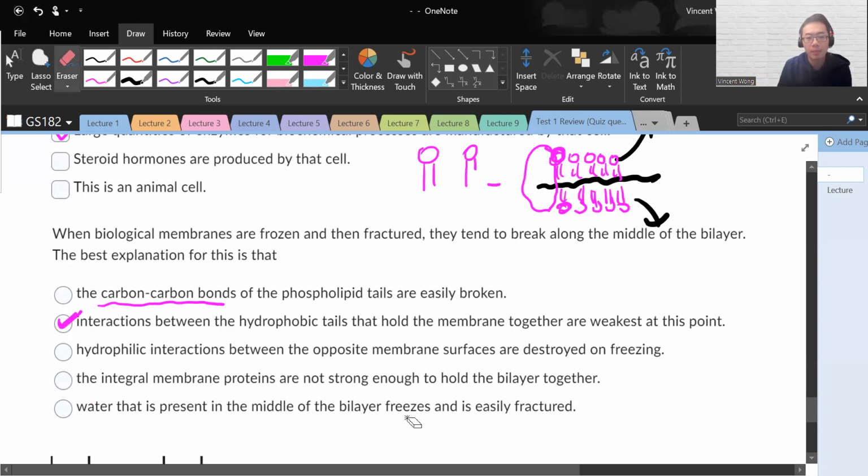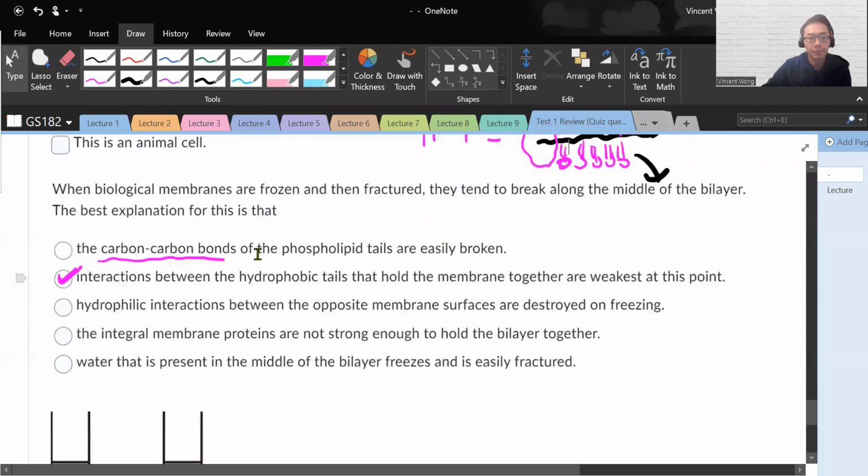Water that is present in the middle of the layer freezes and therefore easily fractures. There's no water in the middle layer. The middle layer is hydrophobic, so you shouldn't be able to find any water in there to begin with. The correct answer is the second one.